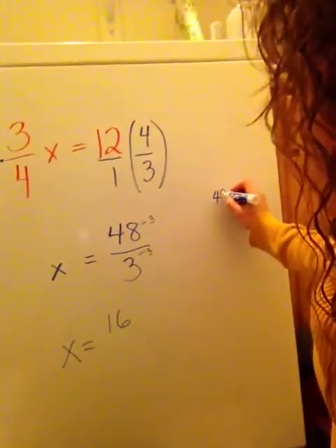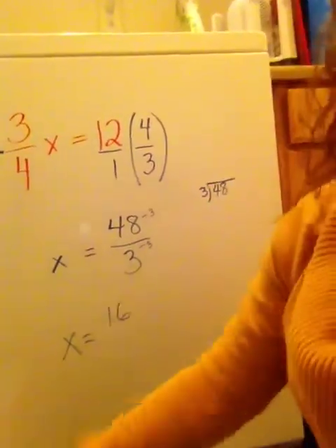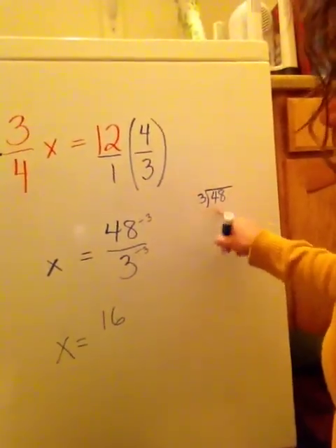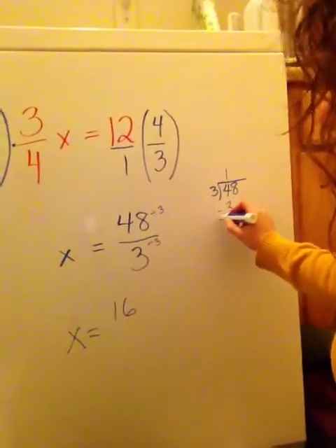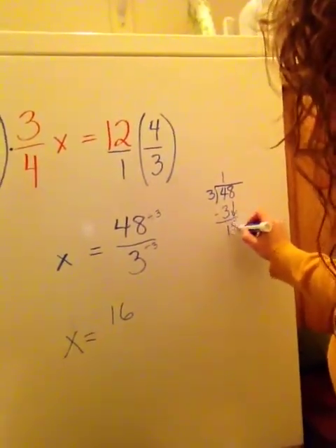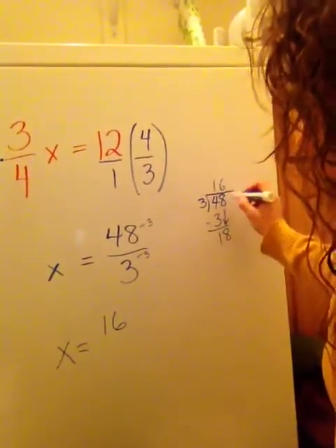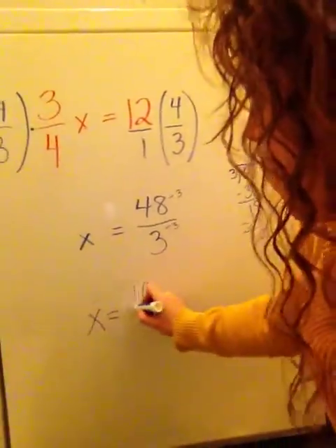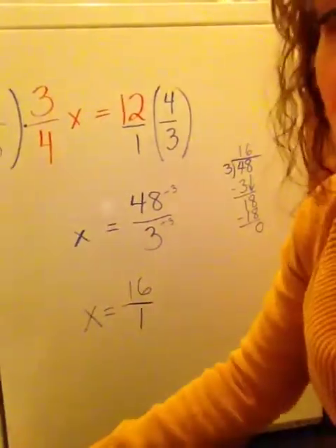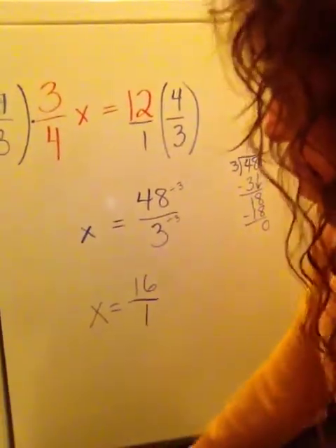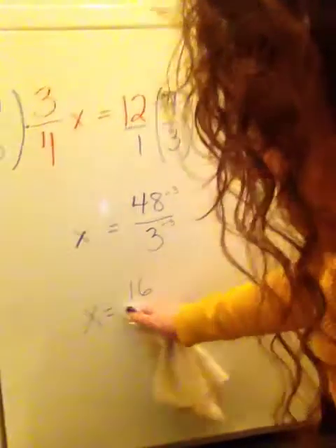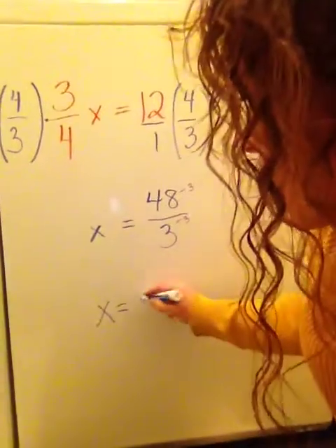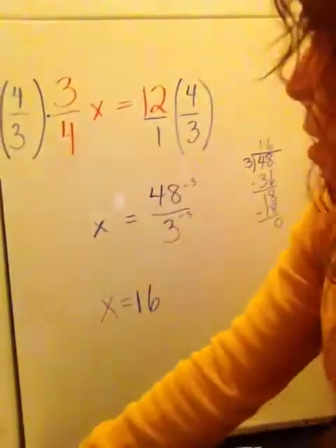If you can't do that in your head, which I wouldn't expect many to be able to do, but for those that can, that's great to talk about mental math. 3 goes into 4 once. 1 times 3 is 3. Subtract and bring down. 3 goes into 18 6 times. 6 times 3 is 18. And we get a 0. Okay? And then 3 divided by 3 is 1. So again, you don't have to write it when it's by itself in the denominator. So x equals 16. I'm just going to rewrite it so it's next to my equal sign.